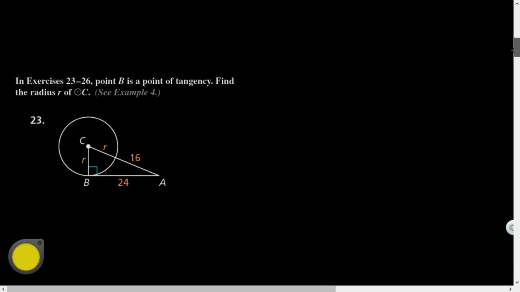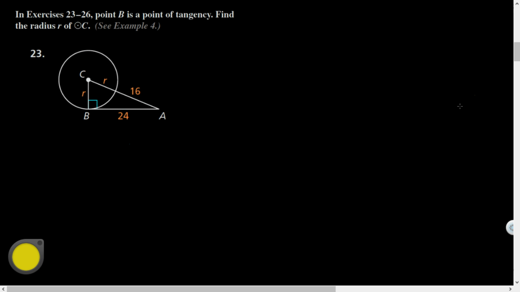All right, let's look at another one, friends. Oh, 23. Here we go. They tell us it's a point of tangency, and they ask us to find the radius. So this time I would do so using the plain old Pythagorean theorem, and I would say r squared plus 24 squared is going to equal, what is the length of this hypotenuse? r plus 16 is the entire length. So I'm going to write r plus 16 all squared.